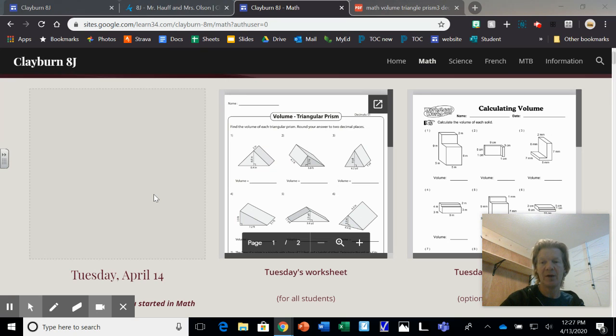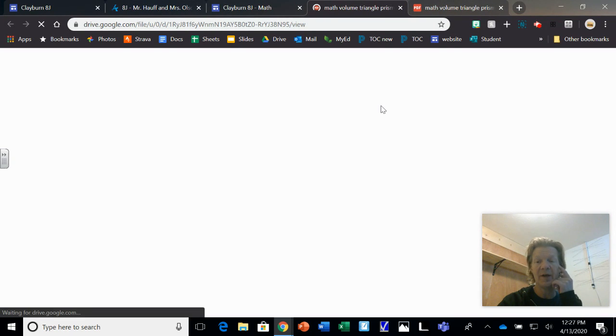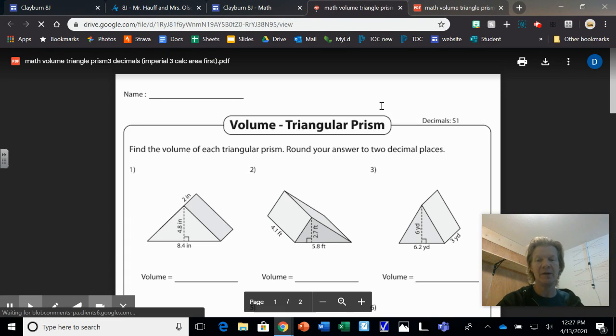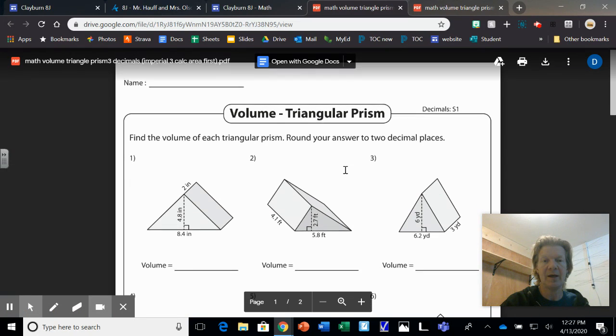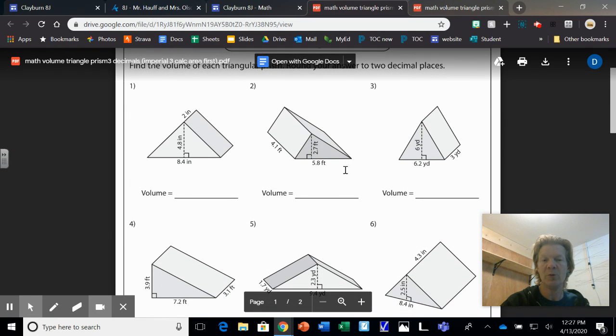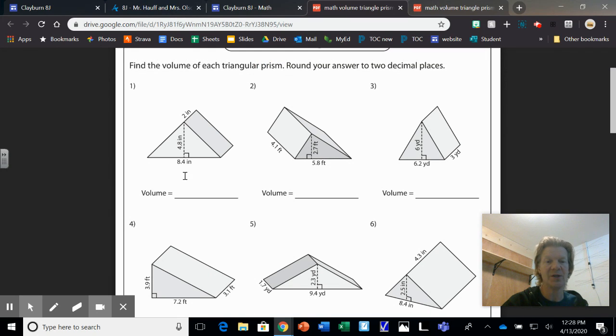So math today, here's what we're going to do. If I have a look at our math for today, the video will be right here. That's the video I'm making right now. This is the page that everybody's going to do. It's very similar to every other page we've done so far. This is triangular prism volume. The one difference from what we did in class is the units. Instead of centimeters and meters, we're using feet and inches, and that's okay. Nothing else changes. But the other thing is, they're decimals. But the formulas are still the same.